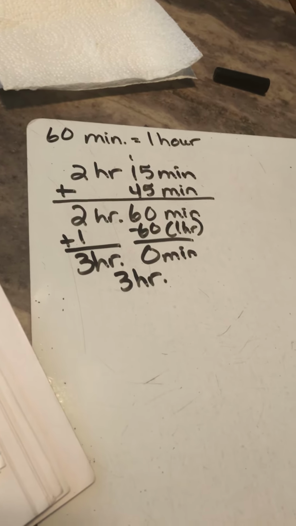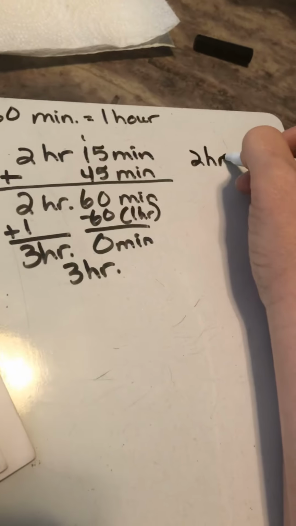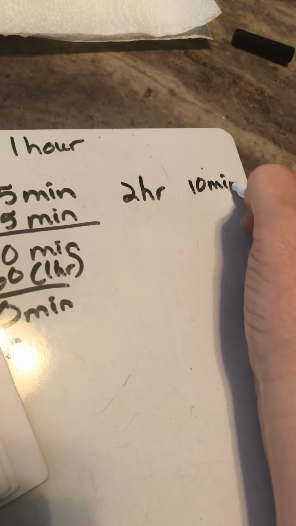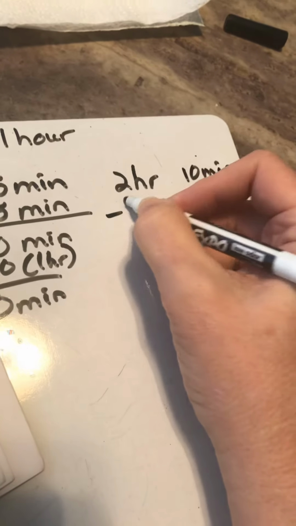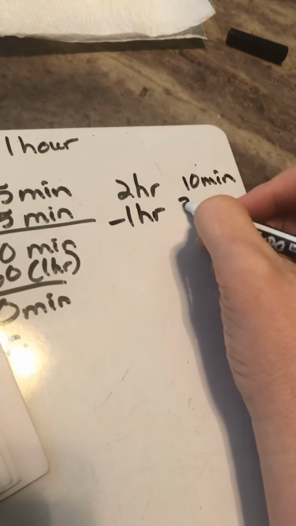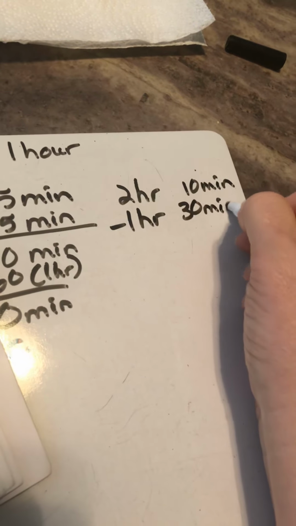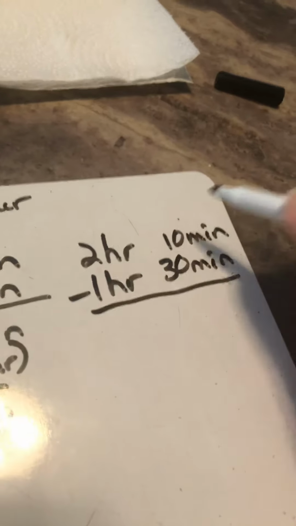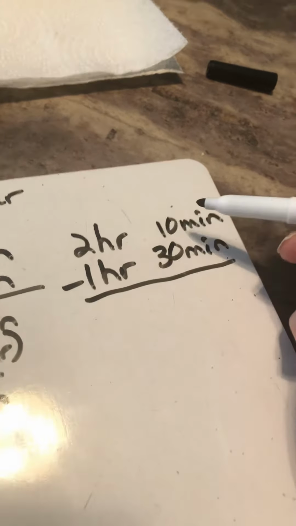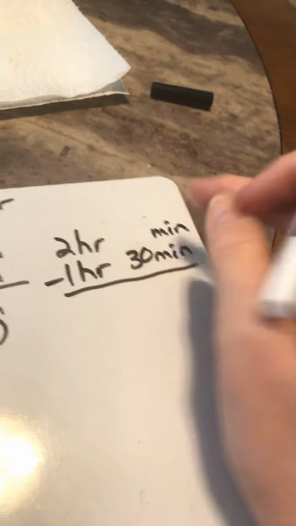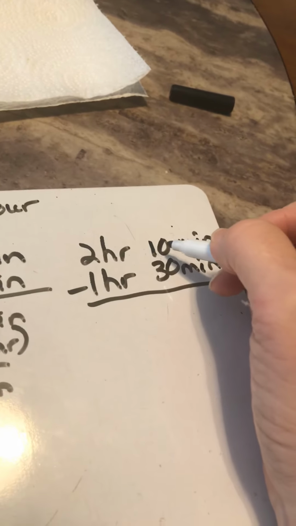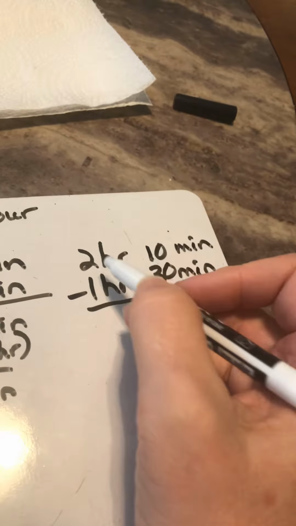Okay, let's try another one. Let's try a subtraction one. If I have 2 hours and 10 minutes minus 1 hour and 30 minutes, how can we do that? Well, I can't take the 30 from the 10, can I? And let me fix this so we're all lined up. I can't take the 30 from the 10, so I'm going to have to borrow from the hours.